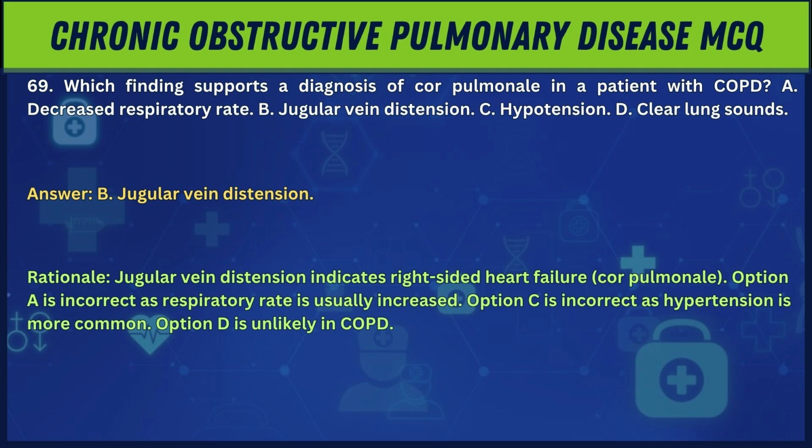Rationale: jugular vein distension indicates right-sided heart failure, COR pulmonale. Option A is incorrect, as respiratory rate is usually increased. Option C is incorrect, as hypertension is more common. Option D is unlikely in COPD.